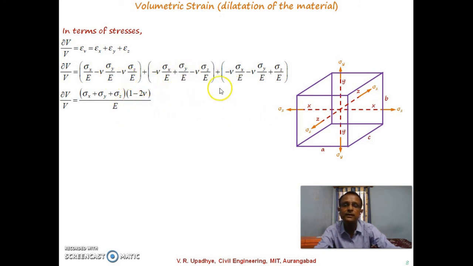So from all these three parts, sigma x, sigma y, sigma z is taken common outside as sigma x plus sigma y plus sigma z, and in each part capital E is there, so it is taken out, and the remaining term becomes 1 minus 2 mu for each of sigma x, sigma y and sigma z. So this complete equation can be written as delta V divided by V is equal to sigma x plus sigma y plus sigma z multiplied by 1 minus 2 mu, complete divided by capital E.